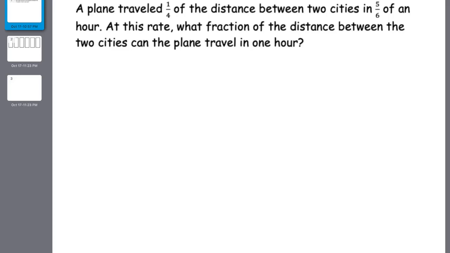A plane traveled 1/4 of the distance between two cities in 5/6 of an hour. At this rate, what fraction of the distance between the two cities can the plane travel in 1 hour?